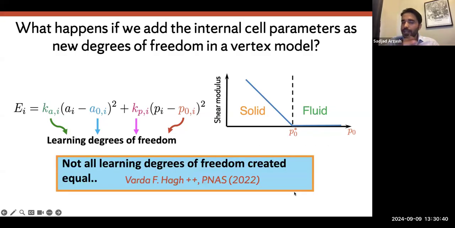And this is actually related to a really nice work by Vardahar a few years ago, where they looked at the effect of new degrees of freedom, in their case for packings of spheres, and looked at the jamming of that system. They found that stiffnesses and radius have different effects on the jamming of that system. So the question is, what is the effect of these newly added learning degrees of freedom on the rigidity of these biological tissues?